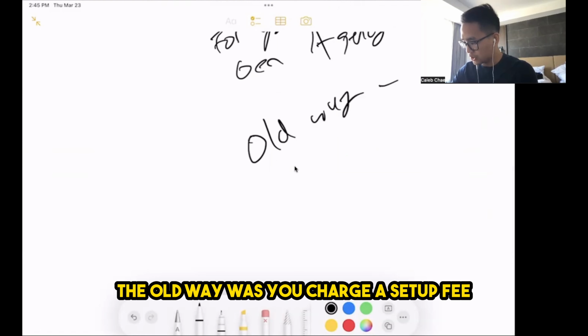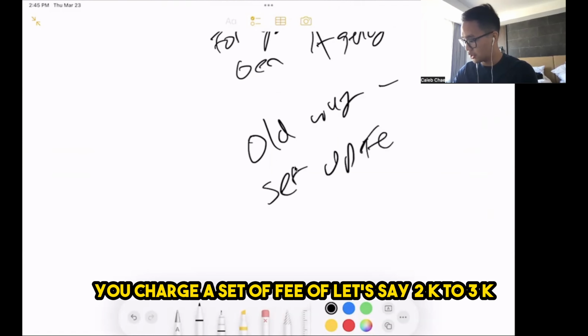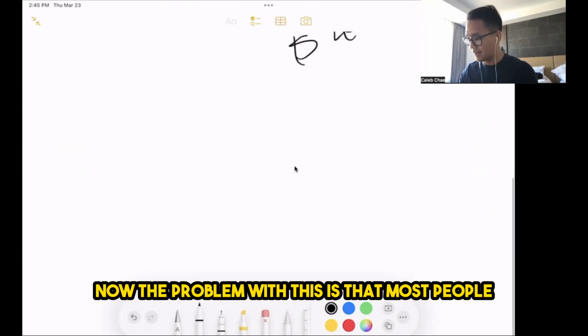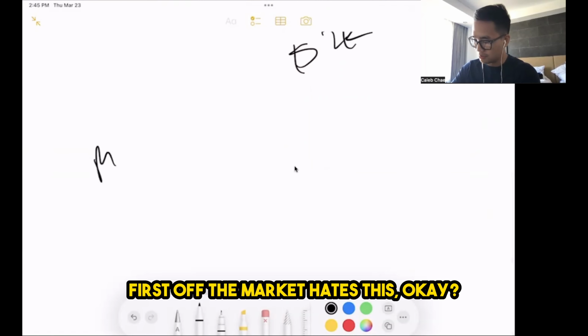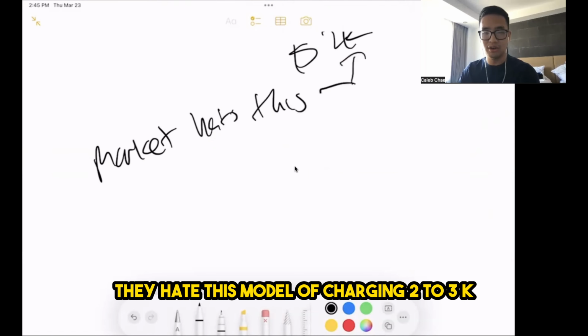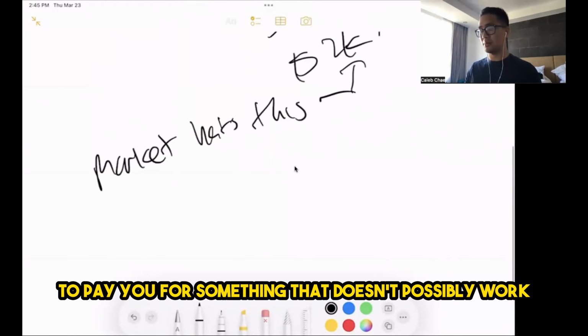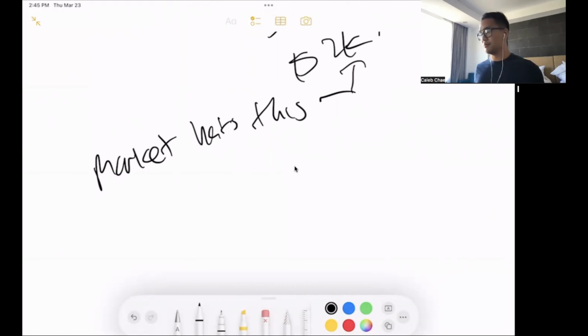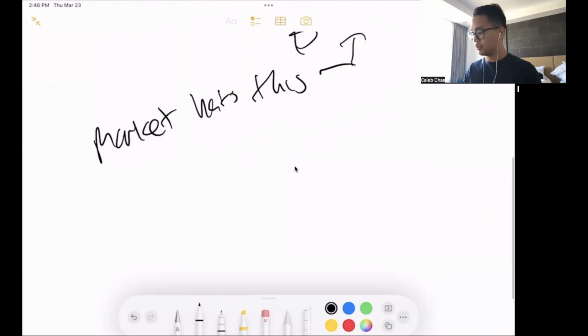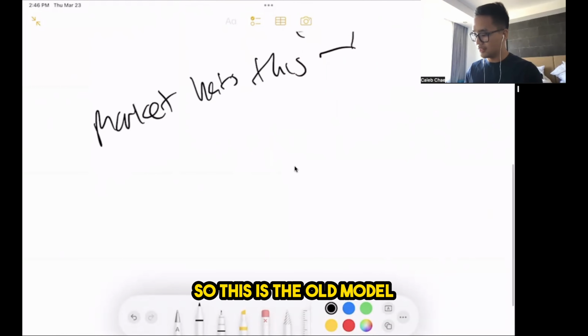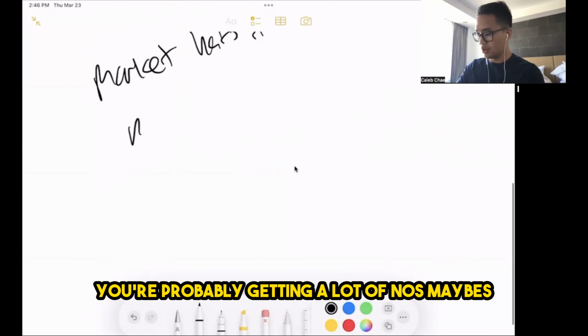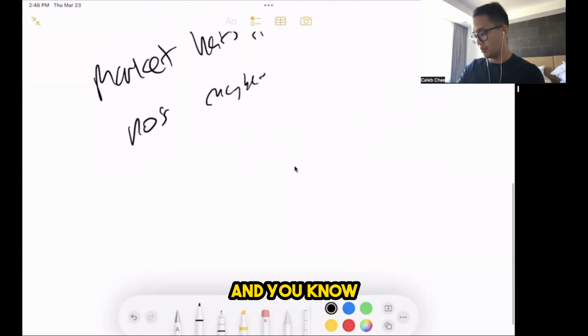The old way was you charge a setup fee of, let's say, 2K to 3K. Now, the problem with this is that the market hates this model of charging 2 to 3K. Because basically you're asking people to pay you for something that doesn't possibly work. No one wants to pay a setup fee to set up something that doesn't work. So this is the old model, and you're probably getting a lot of no's, maybes, and people telling you to follow back up.